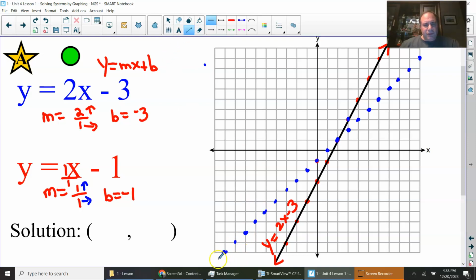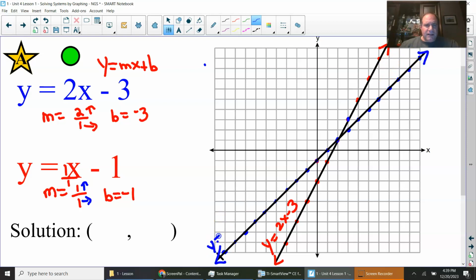That is a positive slope. You are graphing a line that goes up from left to right. There's two lines that go up from left to right. They should go up from left to right because they both have positive slopes. So this is y equals x minus 1. So the solution is 2, 1. Remember, the solution is where they intersect. That is where they intersect right there. 2, 1 is the solution.